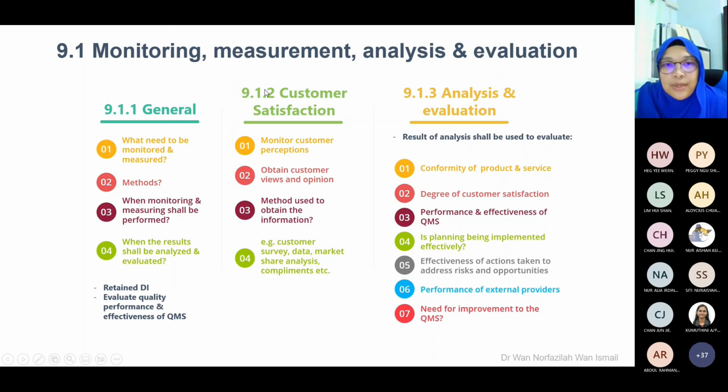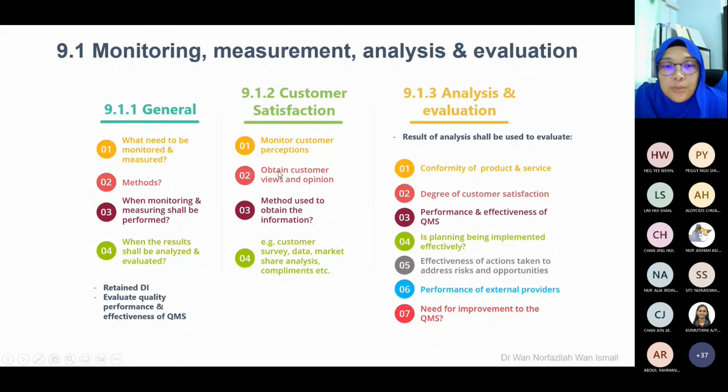Right? 9.1.2 is customer satisfaction. So this is based on customer satisfaction. When you want to do monitoring, measuring, analysis and evaluation, you evaluate your employee or your equipment, you think that it is already good. But looking back at the customer satisfaction, what are their perceptions? Do you need to do any improvement on your equipment or on the technical skill of your employee? So it can also be based on customer satisfaction.